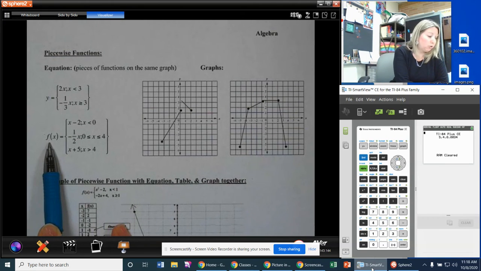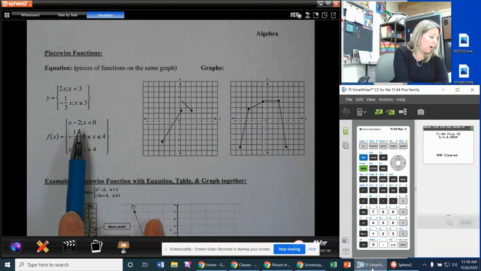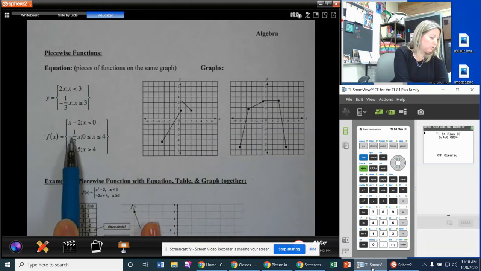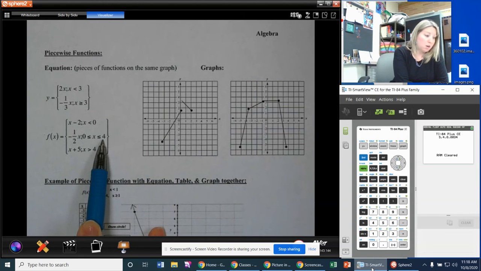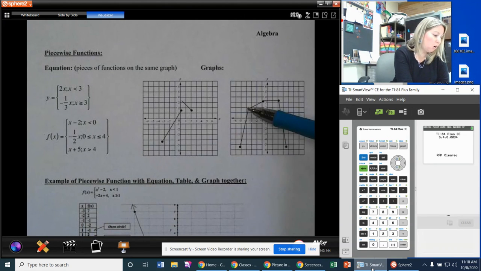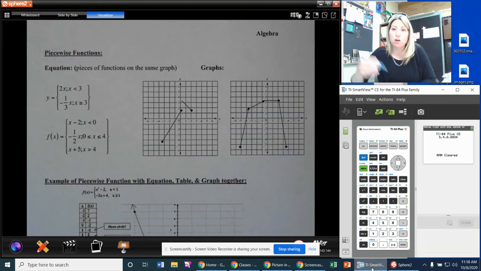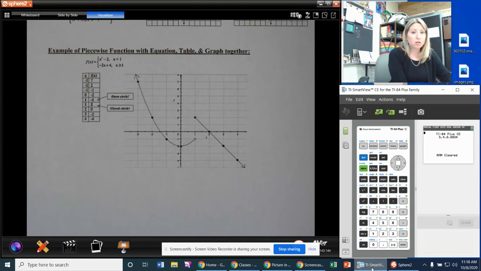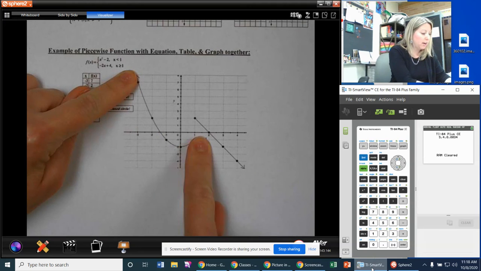So if I told you to graph function f, you would graph this piece up to this x value. You would graph this piece between these x values, and you would graph this piece from this x value on. And that's what a piecewise function looks like. Look, I've got this piece, stopped, started this piece, stopped, started this piece, stopped, started this piece. It's multiple pieces of different functions that are on the same graph. That's a piecewise function.